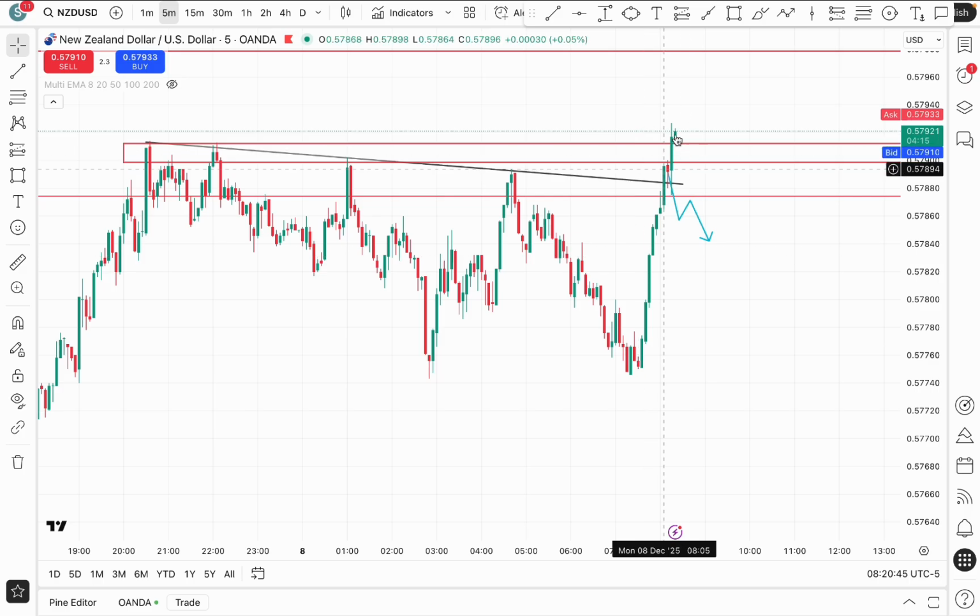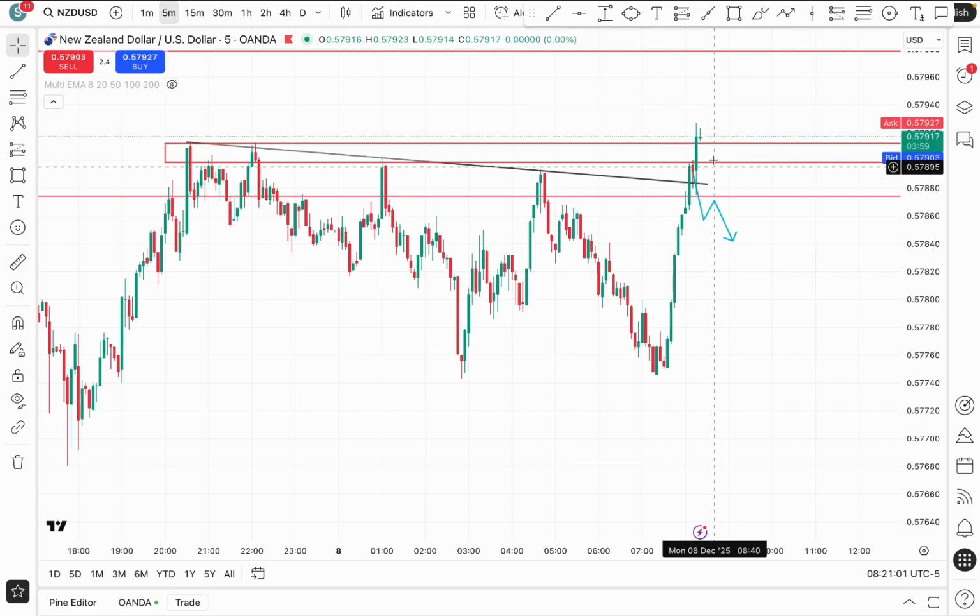Okay, so right now we can see some stop losses are probably getting hit, so I'm just waiting for bearish structure to come down so I can enter.